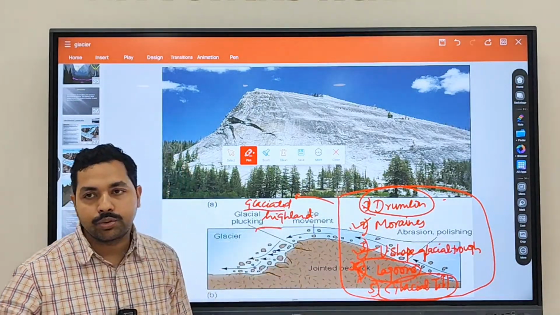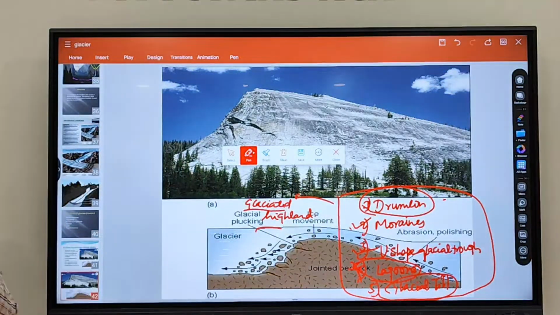So they might give you a question like this, which is at the highland, which is formed at the lowland, or which is a glacial landform, which is a river landform. This type of question can come in the examination. Fine.